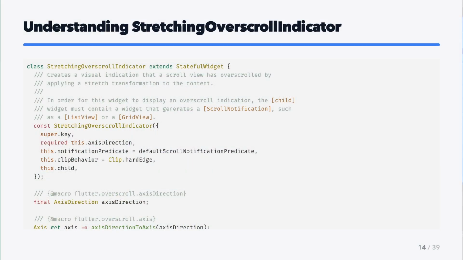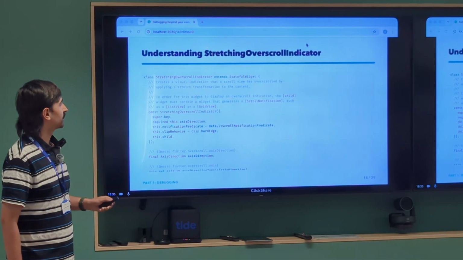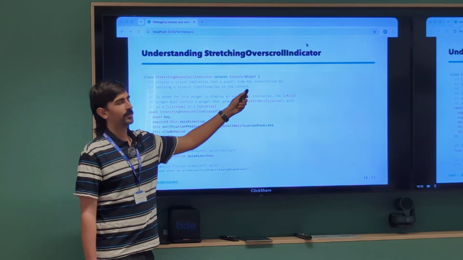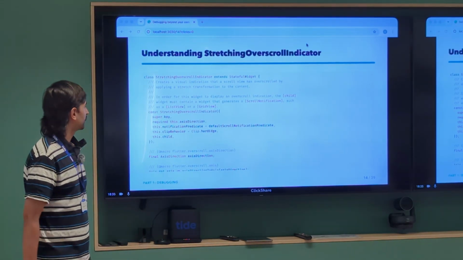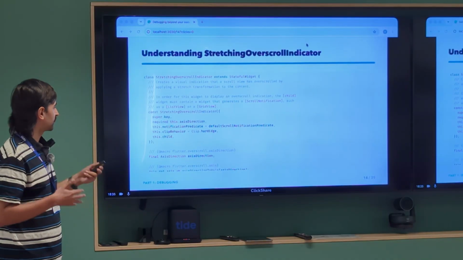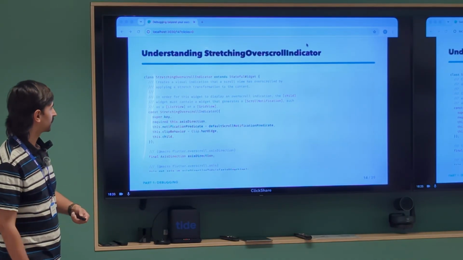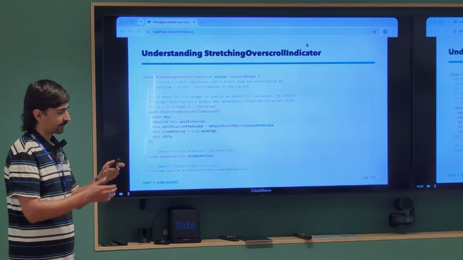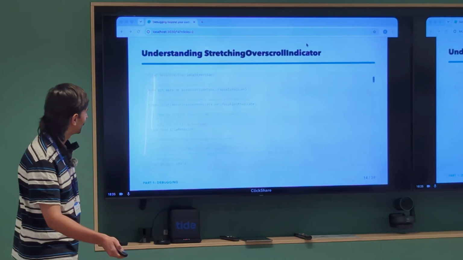Yeah, so going back to the Material 3 overscroll indicator, this is the name of the widget in Flutter. And I'm going to try to digest this into small bits. So we've got a widget. It would be good if this worked.